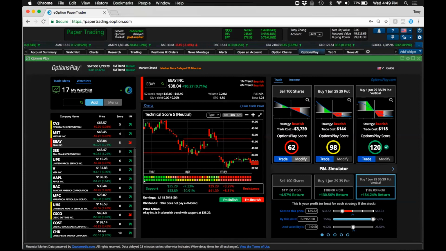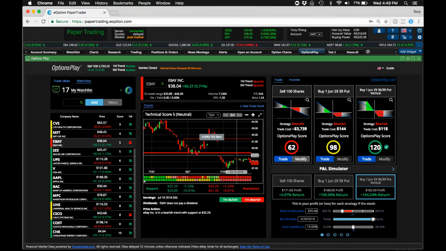So here, if I shorted the stock, it cost me around $3,700 in margin. To buy a put only cost me $144. Buying this put vertical only cost me $118. And for those of you that are new to options, buying puts and put verticals, your risk is completely limited to what you pay. So instead of risking roughly $3,700, you're only risking $144 or $118. So this is substantially interesting.